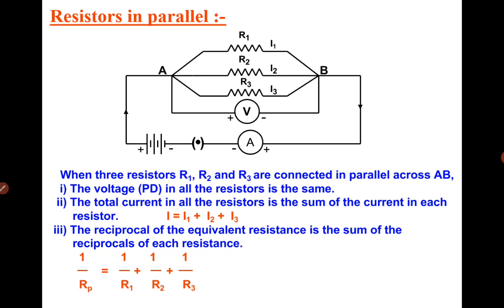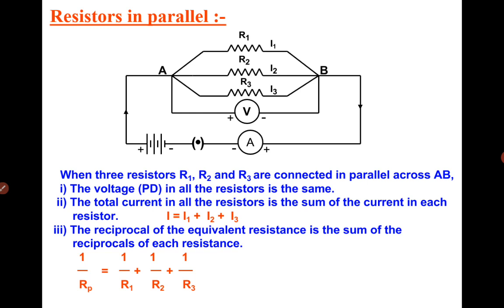Here the total current drawn from the battery is I, that is equal to I1 plus I2 plus I3. After substituting all the values, I is equal to V by R, that is equal to V by R1 plus V by R2 plus V by R3. Just take common V on the right hand side, that is V by R is equal to V into bracket 1 by R1 plus 1 by R2 plus 1 by R3. V is cancelled on either side. Therefore, 1 by R is equal to 1 by R1 plus 1 by R2 plus 1 by R3.